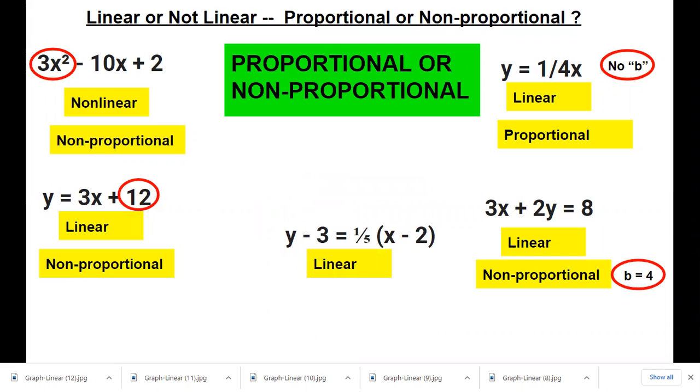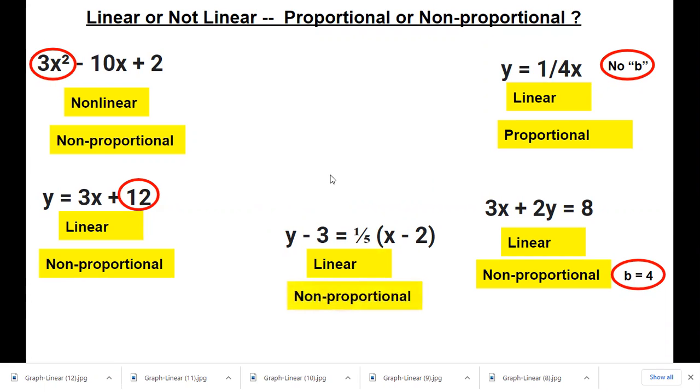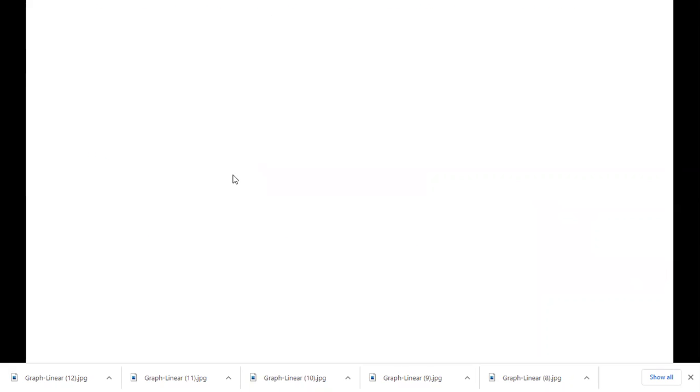Now you have to decide, is it proportional or non-proportional? Well, you'd have to do a little more algebra to figure this out. It is non-proportional. Maybe I'll show you that a little bit later in the unit. The b in this case is 13/5. Okay?